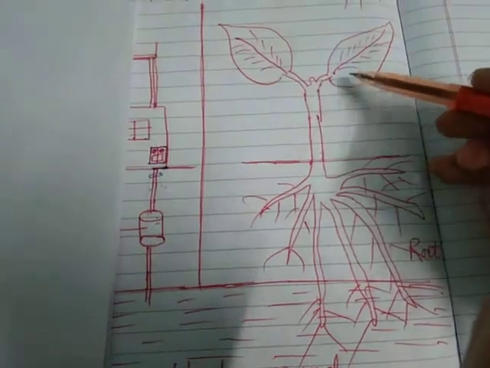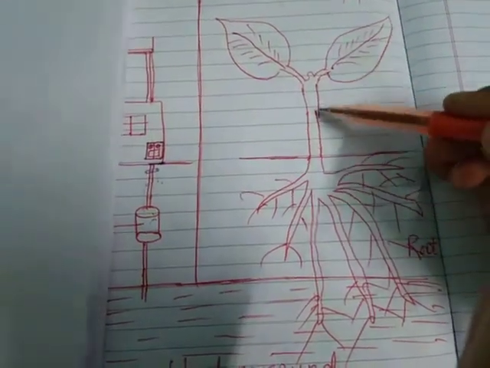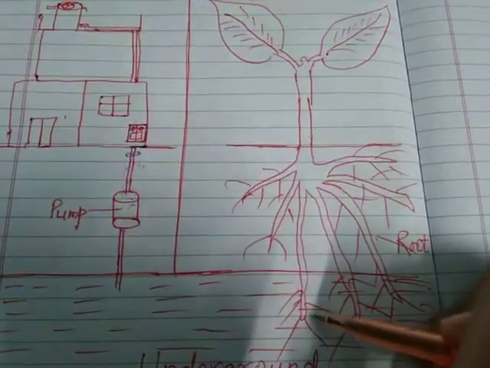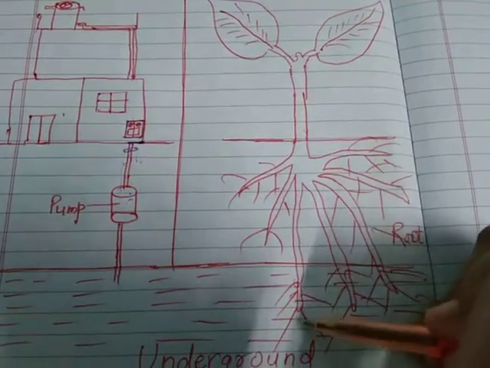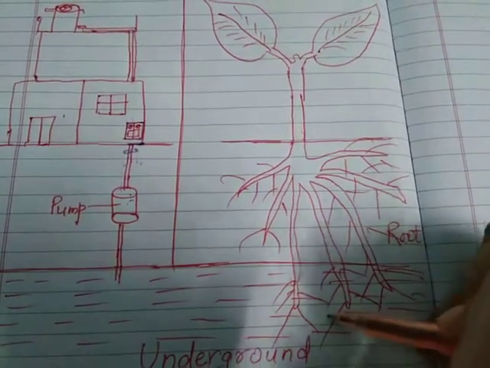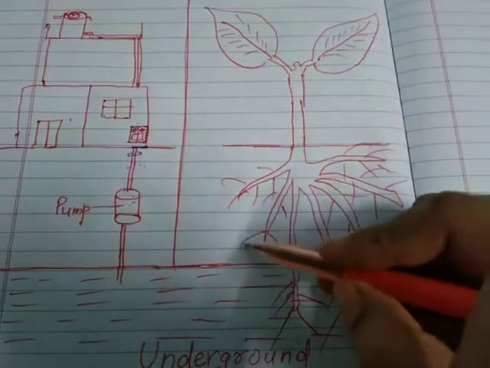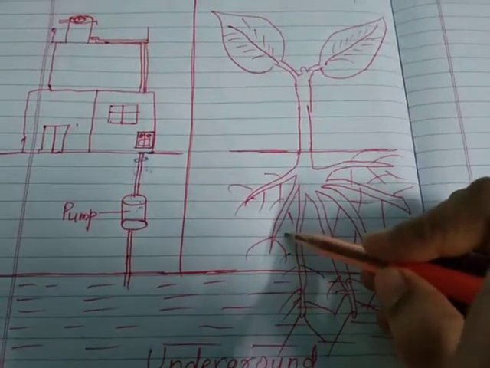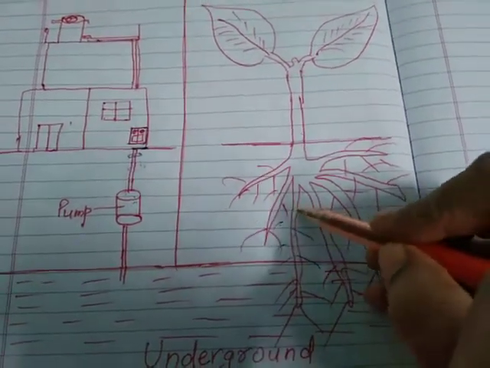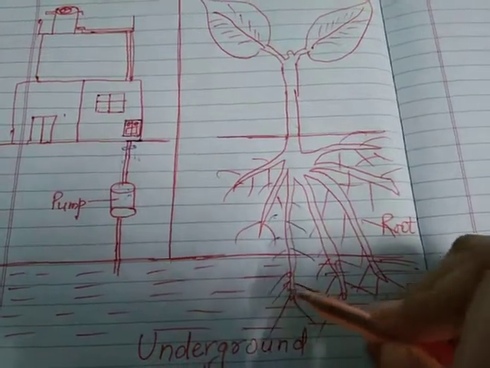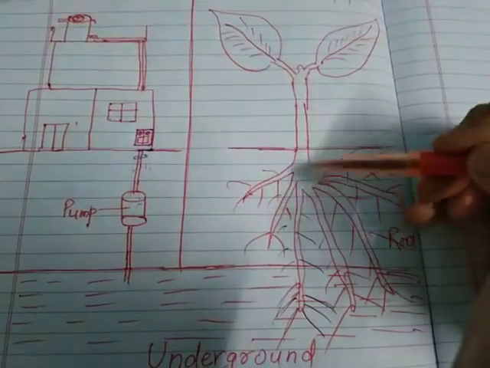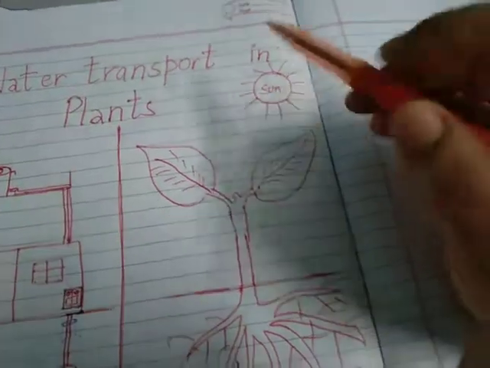This is a plant, with root, stem and its roots. The roots are deeply merged underground. These are root hairs, small root hairs, or you can say thin roots arising from the base of the roots. Okay, this is your stem, this is your leaf, and here I have made the sun.